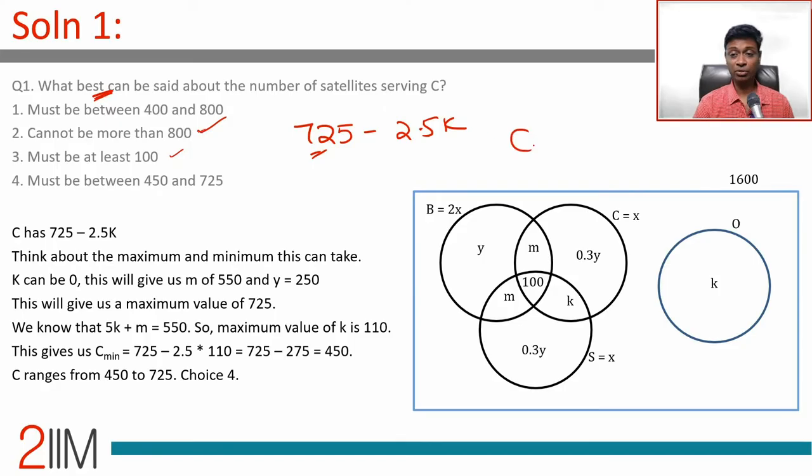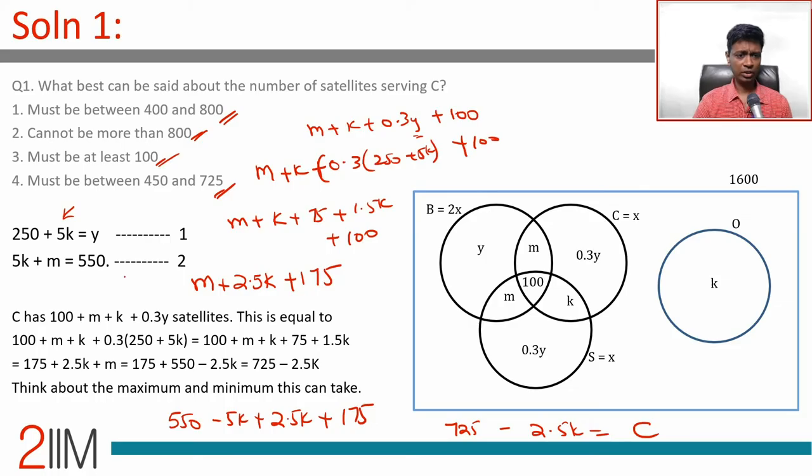The maximum C can take is 725 when K is 0. Can we put K as 0? If you put K as 0, Y is 250. K as 0, M is 550. That is possible. Both are possible. Nothing seems to be violated.